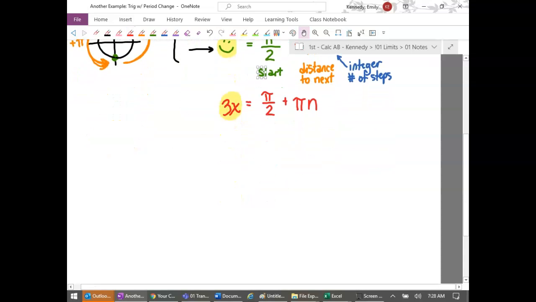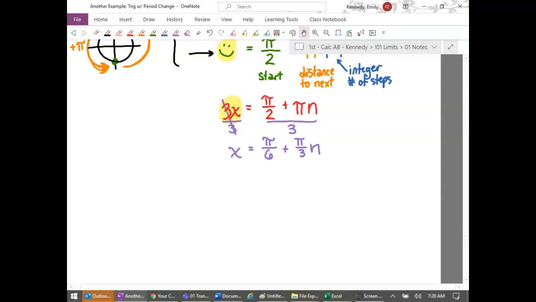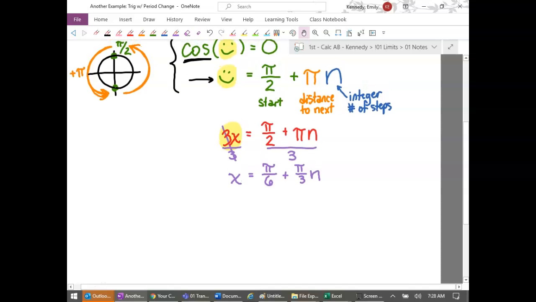And so now, this is an algebra problem, but a pretty straightforward one. I'm going to divide everything by 3. So my x is pi over 2 over 3, that's pi over 6. And then for this second pair, I could write pi n over 3, that is correct. But to keep the same pattern going as what we saw above, I like to leave that n off by itself.